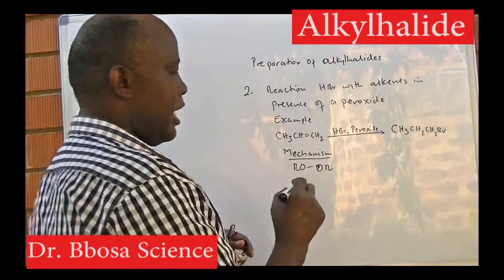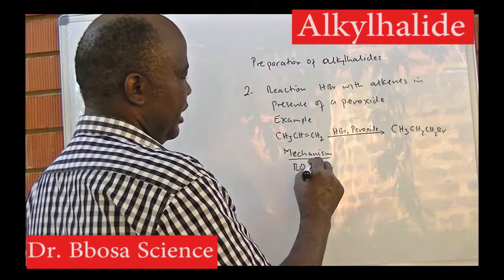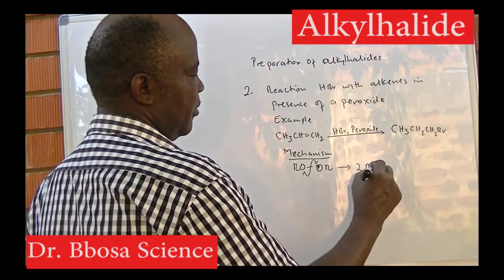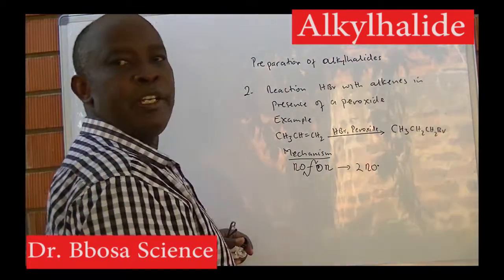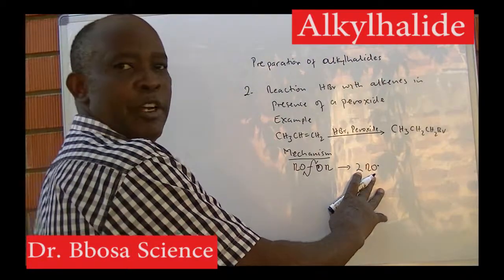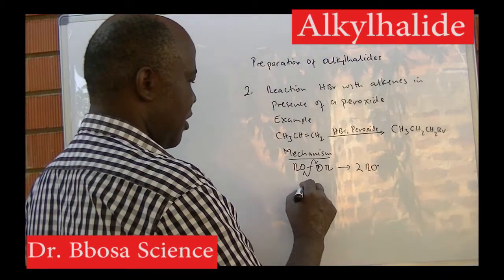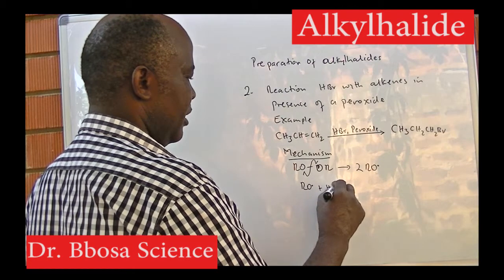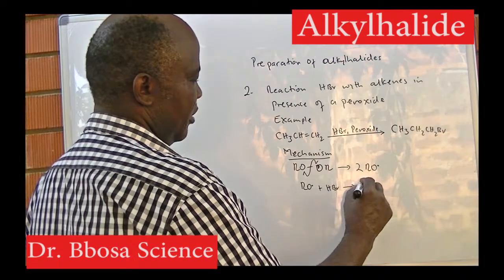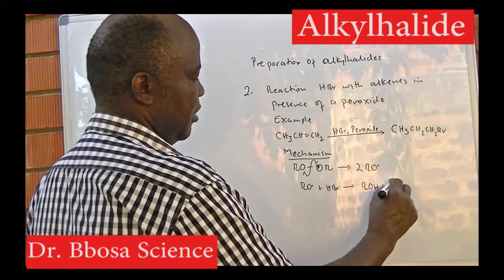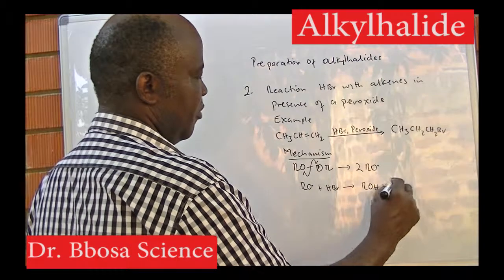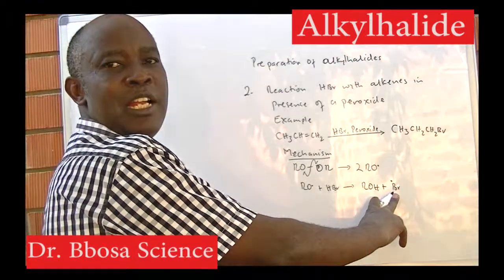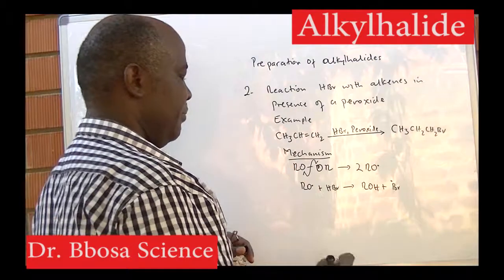The peroxide bond undergoes homolytic fission to get two free radicals. Then a free radical plus HBr, you get an alcohol plus a bromine free radical. The dot means that this bromine atom has an electron which is not paired.